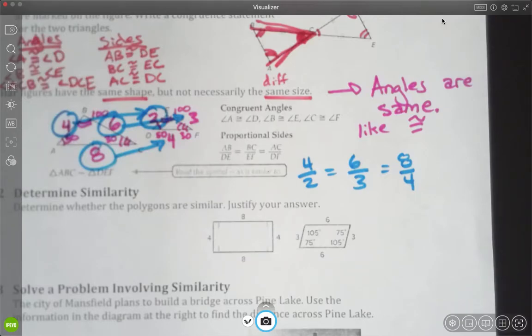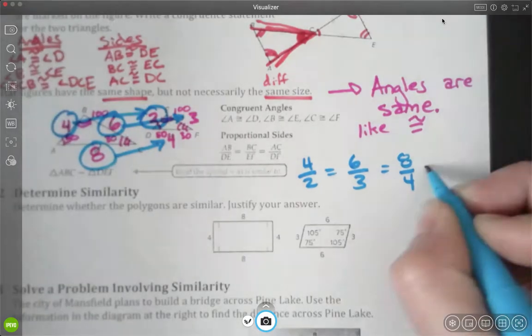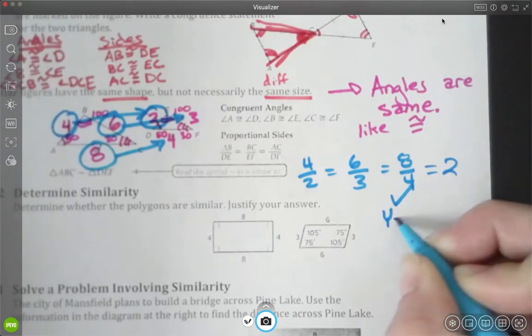Are they all the same number? 4 divided by 2, 6 divided by 3, 8 divided by 4? They all result in 2. If they do not, it's not similar. Right? You have to do that. So they all equal 2. So yes, similar.